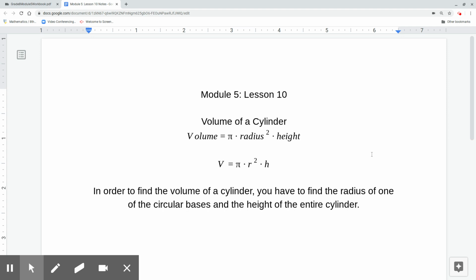All right, so we're going to go ahead and start with talking about how to find the volume of a right cylinder. And then we're going to look at its volume formula, and then we're going to work through problem number 1 from lesson 10. So that was the first problem that you guys had to work on.